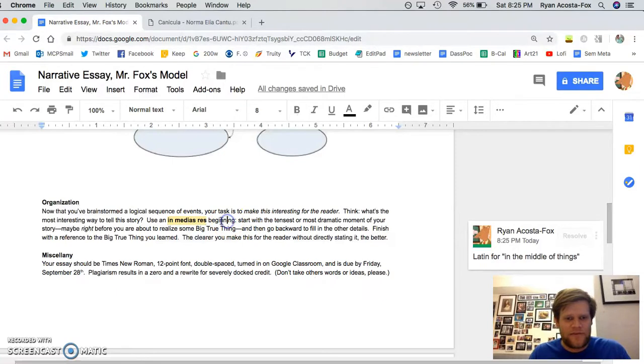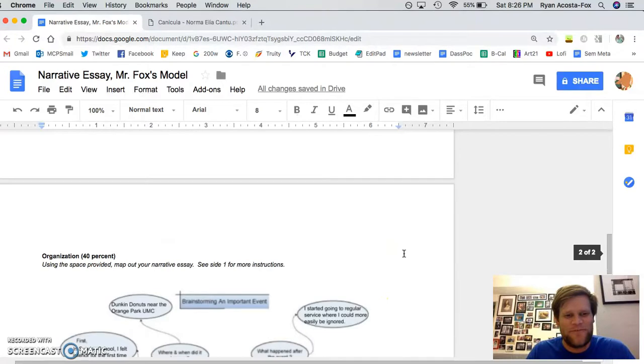So this is a tactic for starting with the most interesting thing, the tensest moment of your story, the most dramatic moment of your story. It might be right before you're about to realize the big important thing that you learn in the story. And then you can always go back and fill in the other details later. It's okay to go out of order, right? And then you do probably want to finish with a reference to that big thing that you've learned. Remember, again, the clearer you make this for the reader without directly stating it, the better.